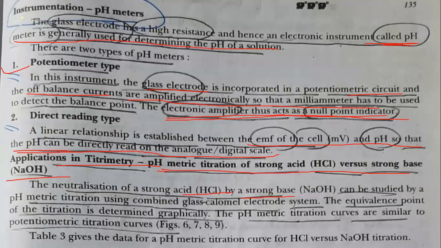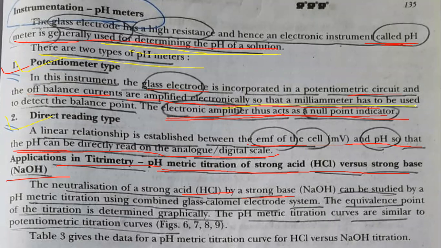What is the instrumentation of a pH meter? The glass electrode has a high resistance, and hence an electronic instrument called a pH meter is generally used for determining the pH of a solution. There are two types of pH meter. One is the potentiometer type, which gives a direct reading. In the potentiometric type, the glass electrode is incorporated in the potentiometric circuit, and off-balance current is amplified electronically using a milliammeter.